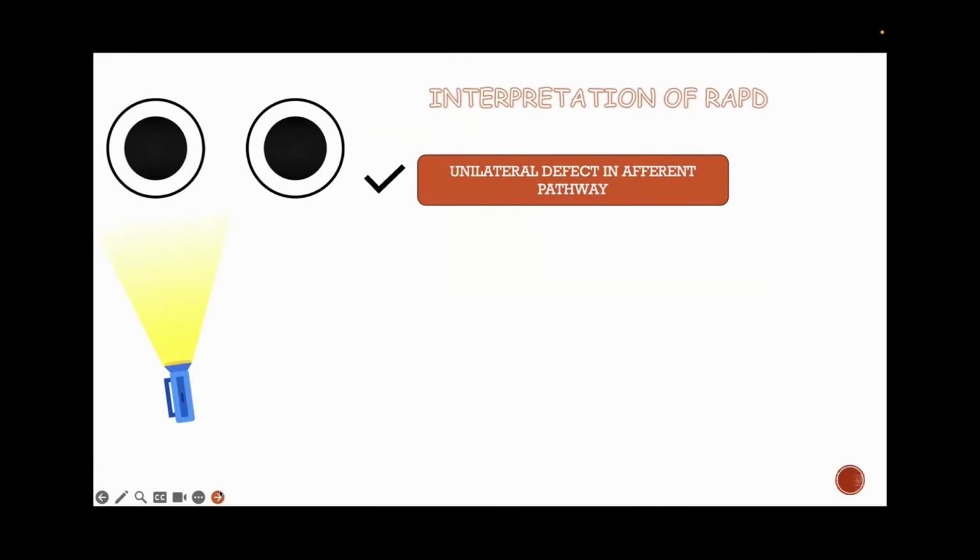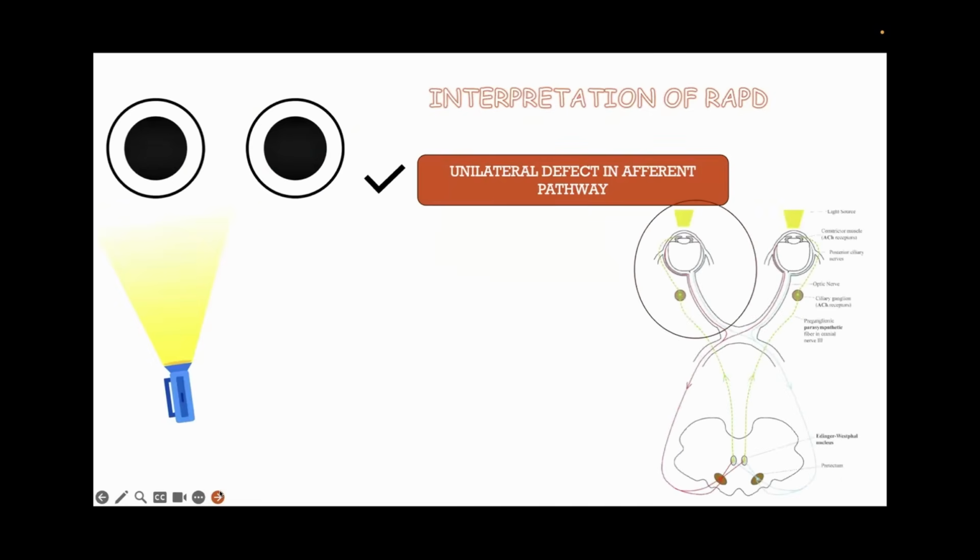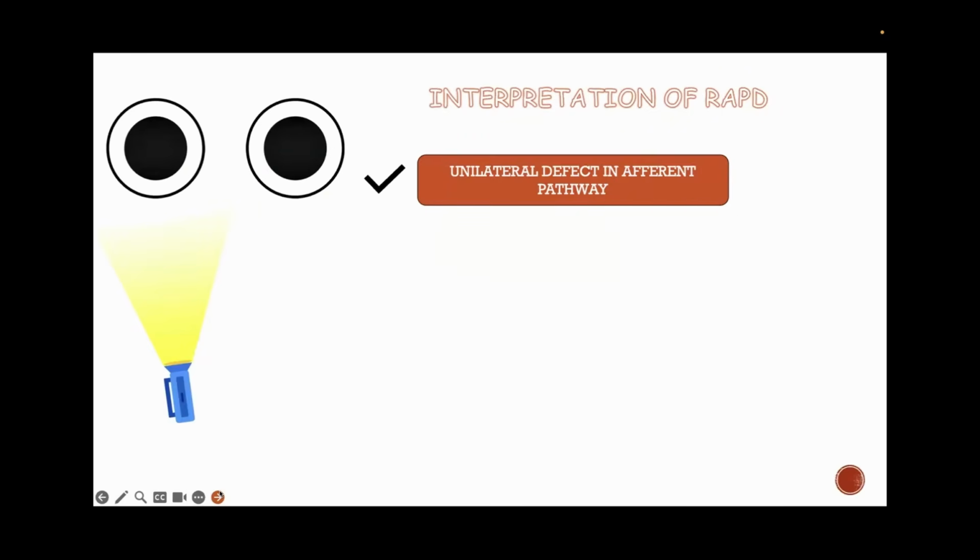So what does the RAPD actually mean? RAPD means there is a unilateral defect in the afferent pathway. In the afferent pathway, we are mainly dealing with up to the chiasma, because after the chiasma the fibers cross over by the time they reach the Edinger-Westphal nucleus. So mainly we are dealing with something in the prechiasmal region, the retina and the optic nerve. This is where you should look for your defect.